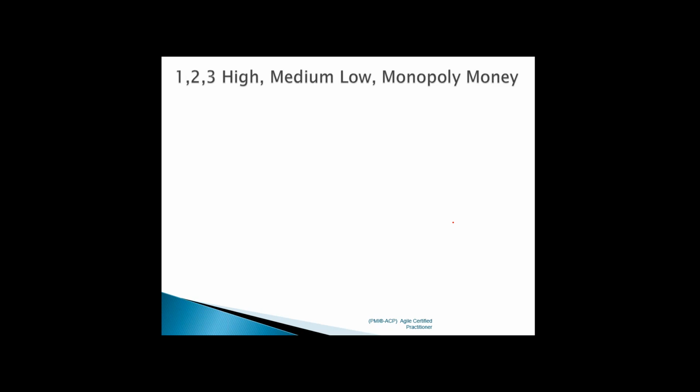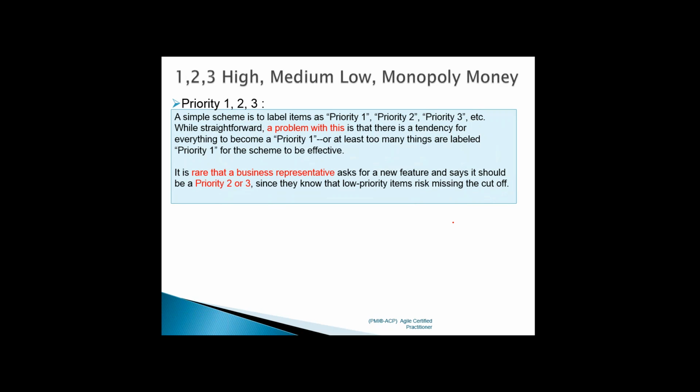So how can you prioritize the requirements or user stories? A simple priority, right? You just label priority 1, 2, 3, 4, and things like that. There is a problem if you are going to use this straightforward technique, which is priority 1, 2, 3. People might mark all the requirements as priority 1, right? Or too many things are rated as priority 1.